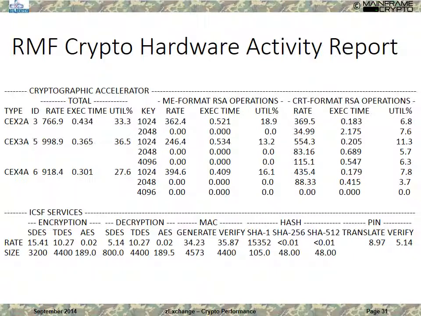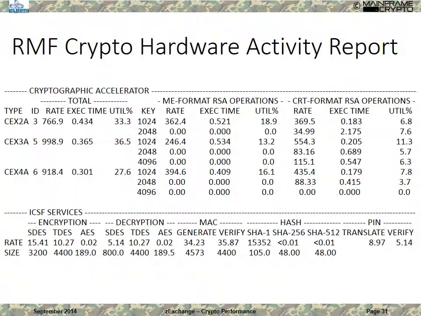And then the last section there is the ICSF services section. That's some of the counters in terms of AES, triple DES, encrypt and decrypt operations, the number of MAC calls, the number of hashes that were performed. So there is some data available, but really what you have to do is look at the performance trends over time and monitor these numbers, develop some familiarity with your environment and the particular work that you're doing in your shop.